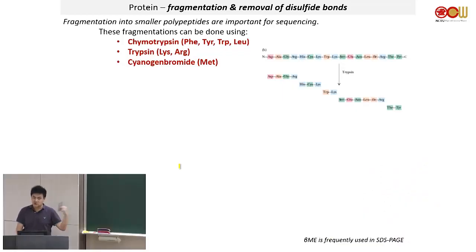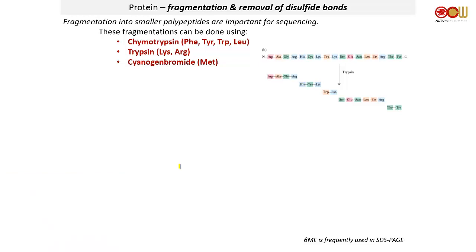All right, so it turns out we don't have to really sequence the entire protein. All you have to do is fragment the protein first. And fragmentation, we talked about two lectures ago, about how you can use some reagents or proteins to break your peptide bonds. And these are some common ones that we usually use. We have chymotrypsin, trypsin, and cyanogen bromide.